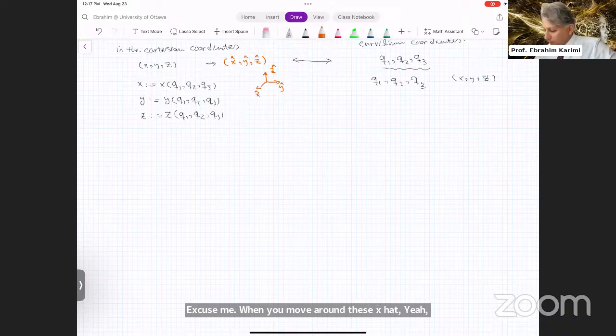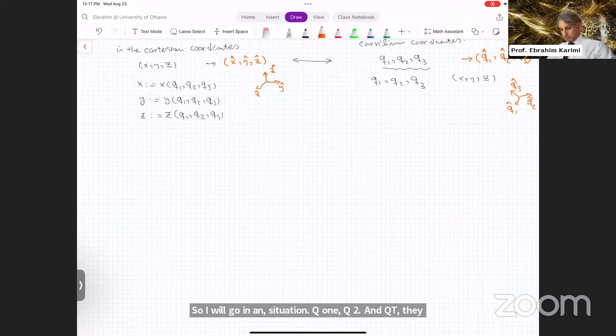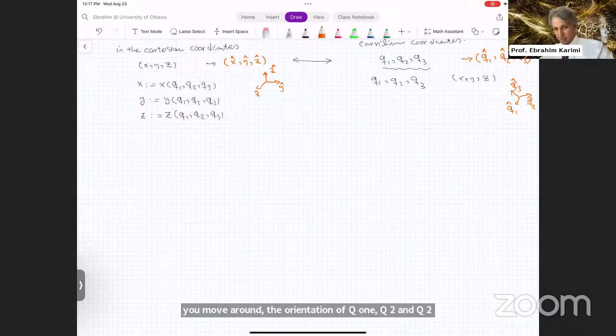In the same fashion, here I can introduce q1 hat, q2 hat, and q3 hat, which are also unit vectors. In an arbitrary situation, q1, q2, and q3 form the right angle, but the magnitude is fixed, it is a unit vector. But on the other side, when you move around, the orientation of q1, q2, and q3 can change. We made an example last time.